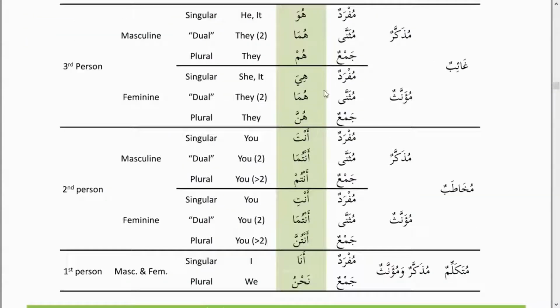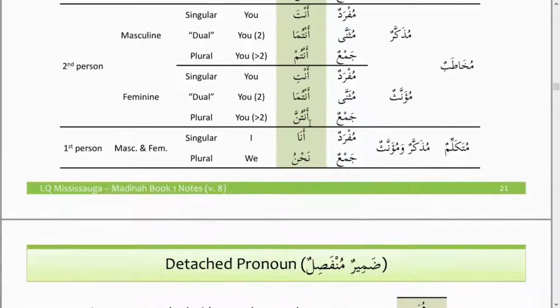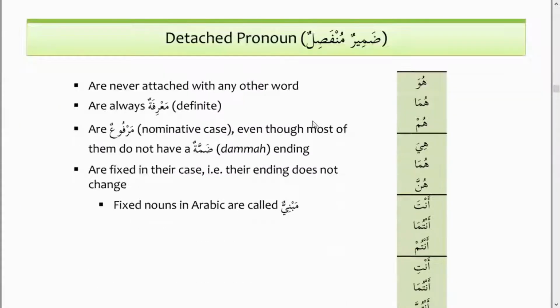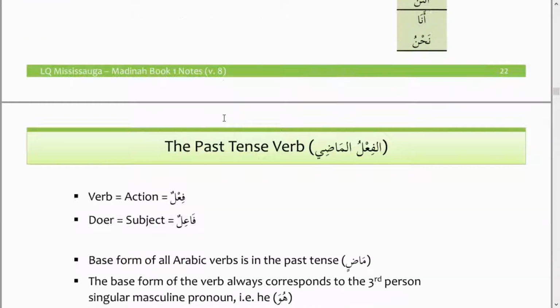So these are the pronouns: huwa, huma, hum, hiya, huma, huna, anta, antuma, antum, anti, antuma, antunna, ana, nahnu.